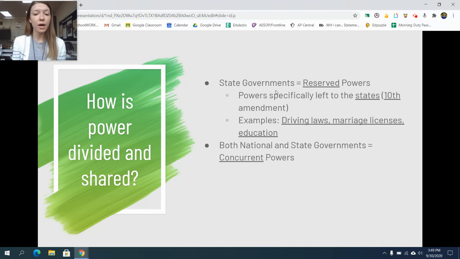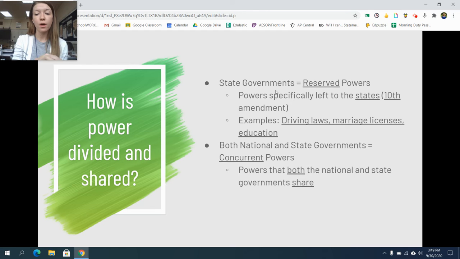Now, there are some powers that both the national and state governments share, and these are called concurrent powers. They happen concurrently or at the same time. That's what that means. So, like I said, these are powers that both the national and the state governments share or have the ability to do. The best example of this is the ability to tax.